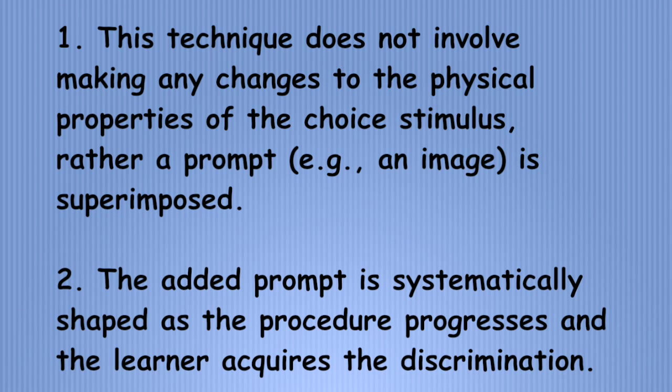The steps to superimposition with stimulus shaping are: the technique does not involve making any changes to the physical properties of the choice stimulus, rather a prompt is superimposed. Always superimpose a known stimulus with a novel stimulus. The added prompt is systematically shaped as the procedure progresses and the learner acquires the discrimination.